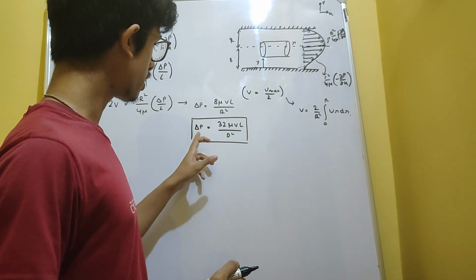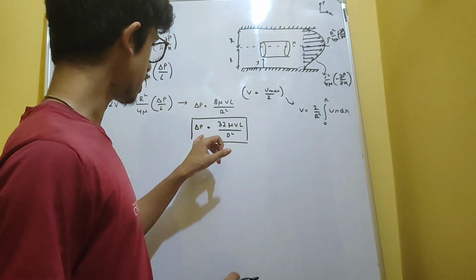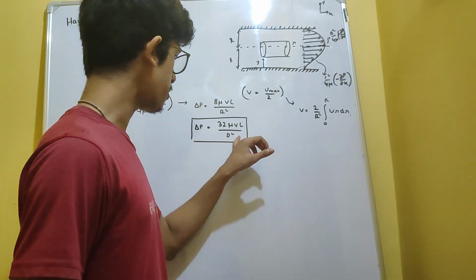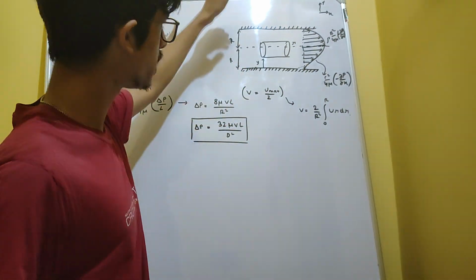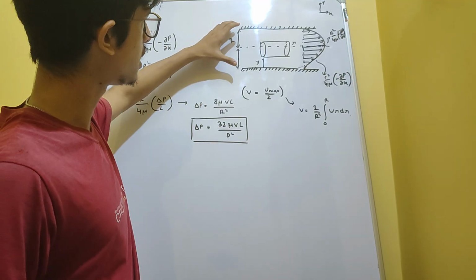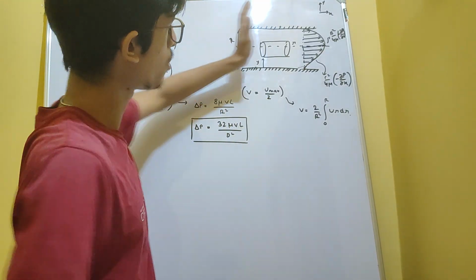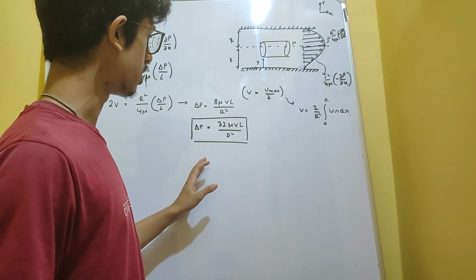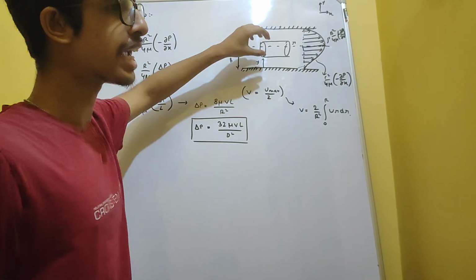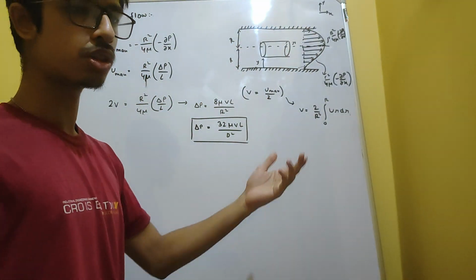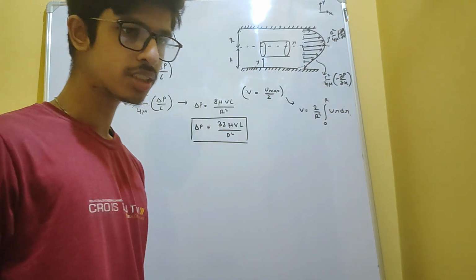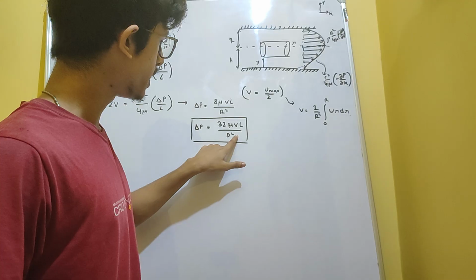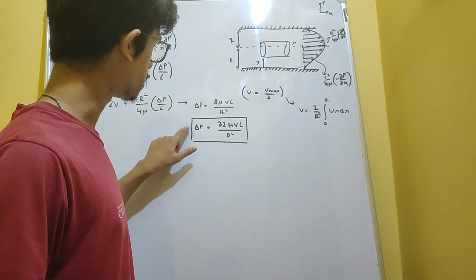So from here we can observe one interesting point, that the pressure drop is inversely proportional to the square of the diameter of the pipe. So as the diameter of the pipe increases, the pressure drop decreases, right? As the diameter increases, the pressure drop decreases. This can also be validated from Bernoulli's equation: as the area increases, the velocity decreases, so the pressure increases. So as you keep on decreasing the diameter, the pressure drop increases.